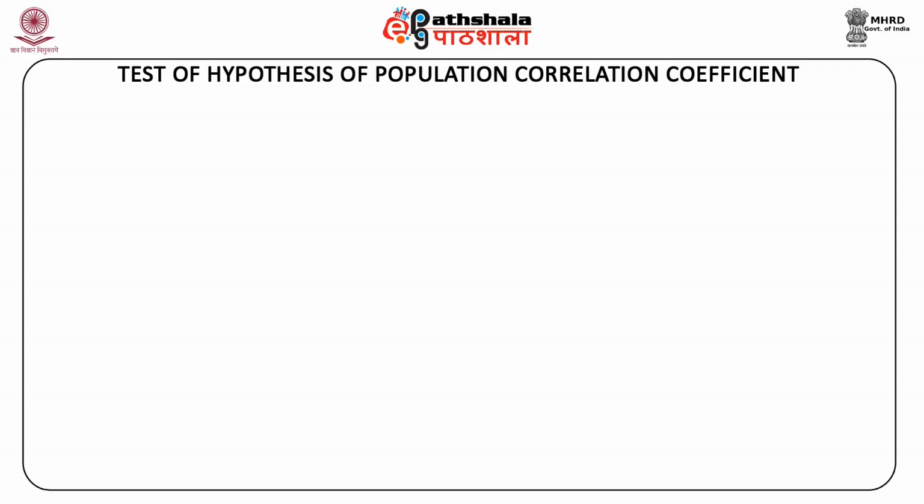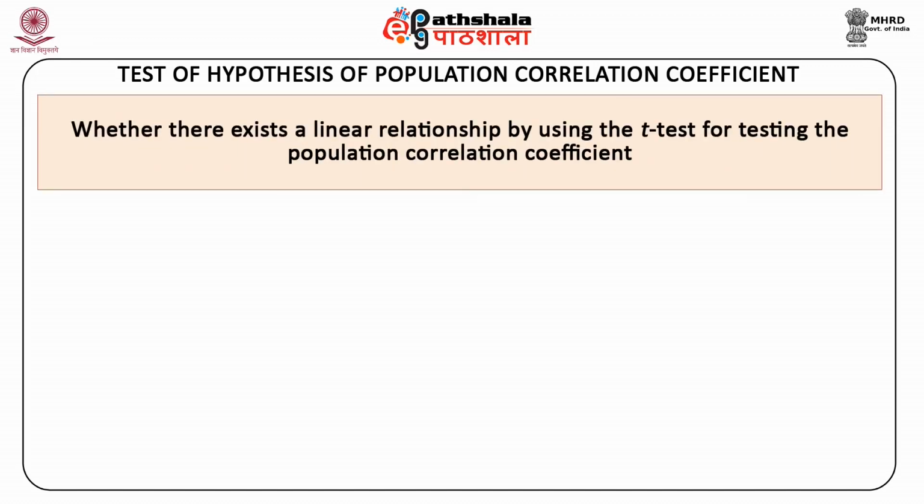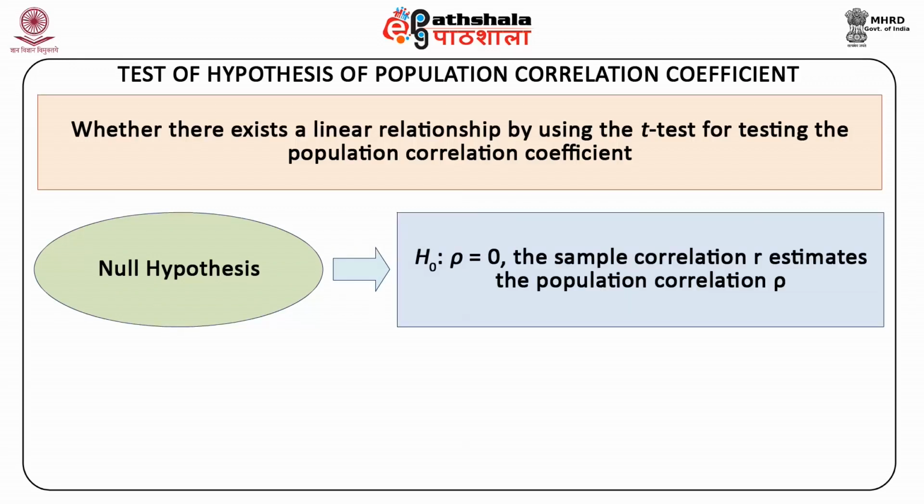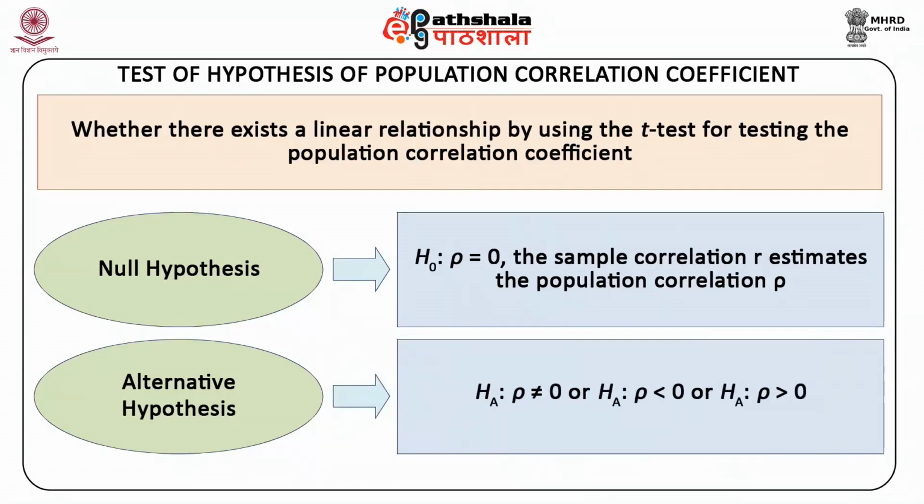We can now answer our research question about whether there exists a linear relationship by using the t-test for testing the population correlation coefficient. H naught: rho equal to 0. The sample correlation r estimates population correlation rho. Firstly, we specify the null and alternative hypothesis. Null hypothesis H naught: rho equal to 0. Alternative hypothesis HA: rho not equal to 0, or HA: rho less than 0, or HA: rho greater than 0.